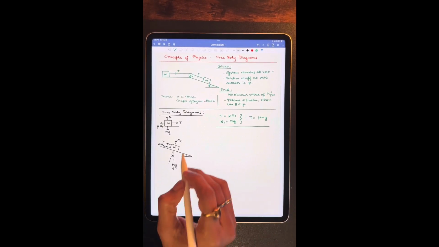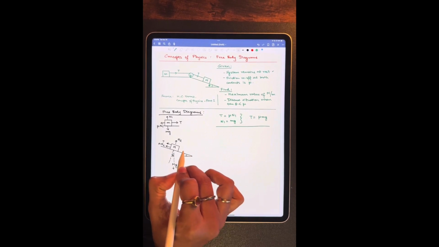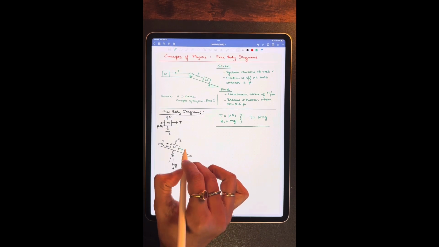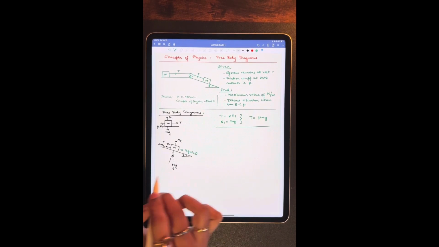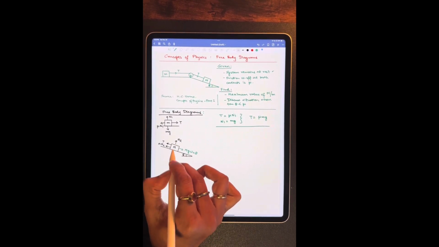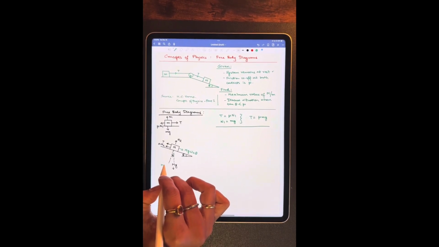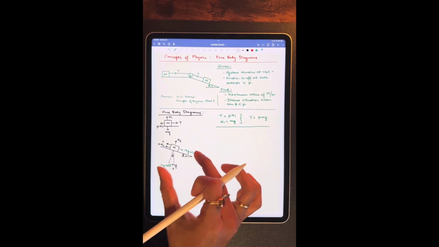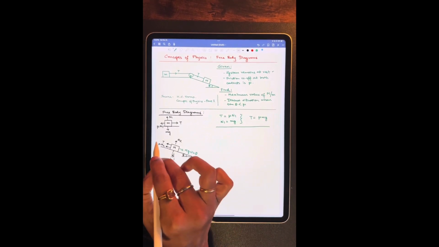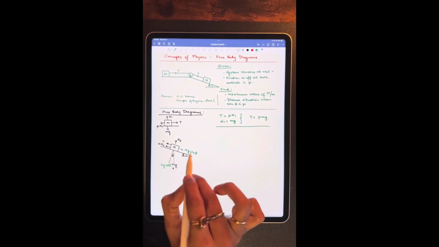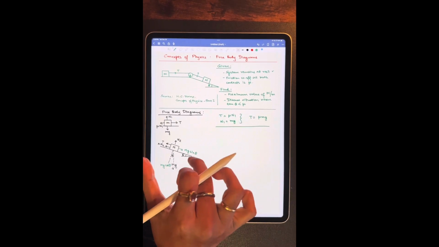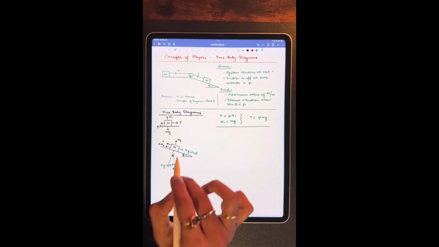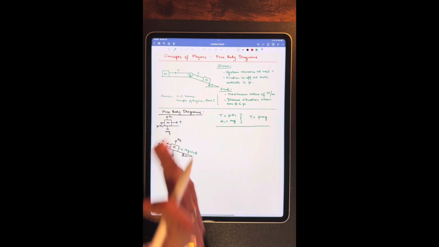Again, we have discussed in the previous videos how these components along the slide would be Mg sine theta and perpendicular to the incline would be Mg cos theta. Again, feel free to check out my previous videos to understand how we got these components. Now, if you again equate the forces along the incline and perpendicular to the incline, it's always easy to do that. You can always choose any other direction, but it's easy to choose the directions which are parallel to the incline and perpendicular to the incline.